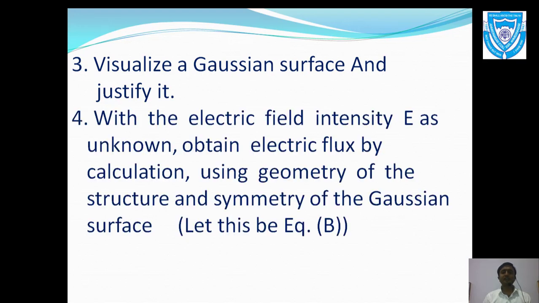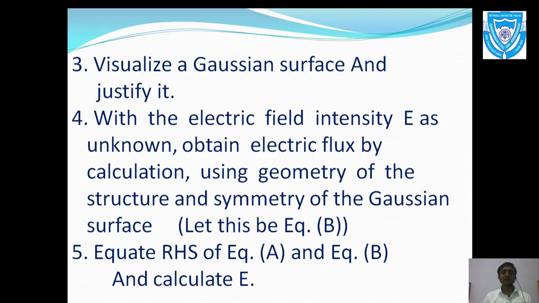With the electric field intensity E as unknown, obtain electric flux by calculating using the geometry of the structure and symmetry of the Gaussian surface. Means according to the surface, we have to find the electric field with the help of electric flux, and this will be our equation number 2. But the important point to remember is the structure and symmetry of the Gaussian surface. It will change according to the surface.